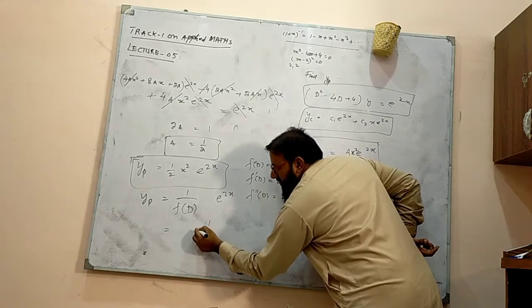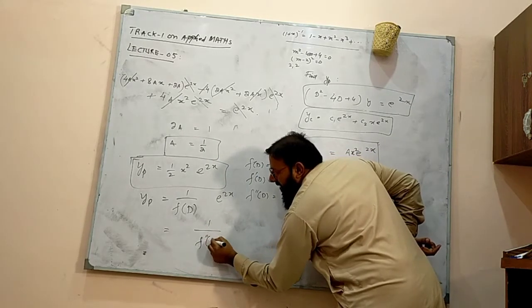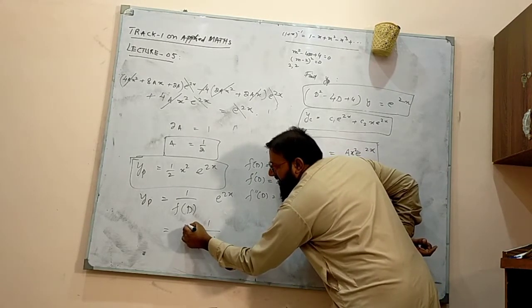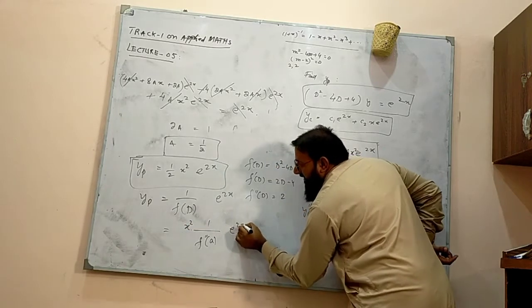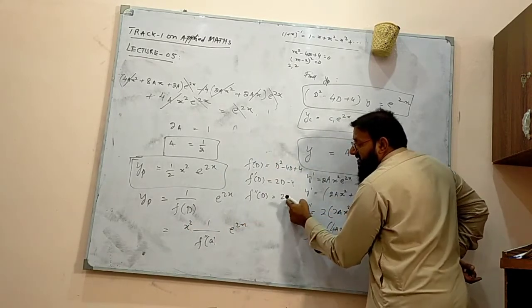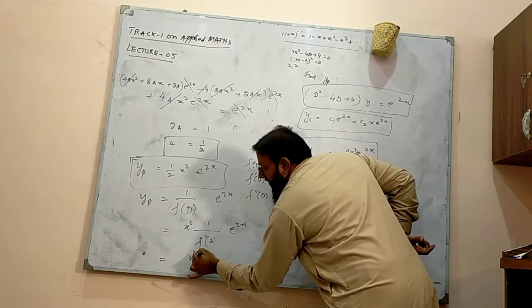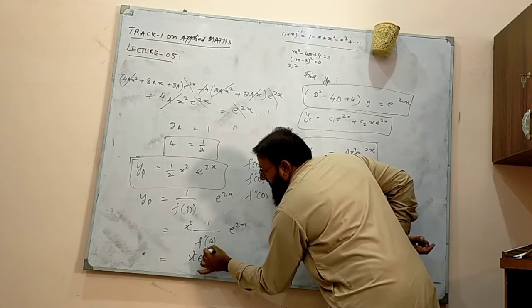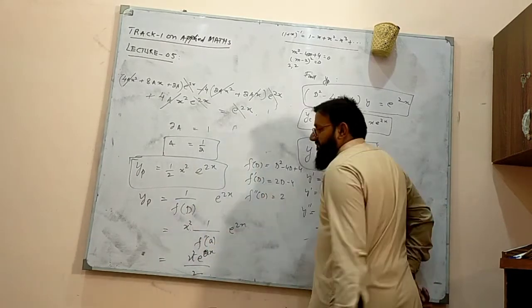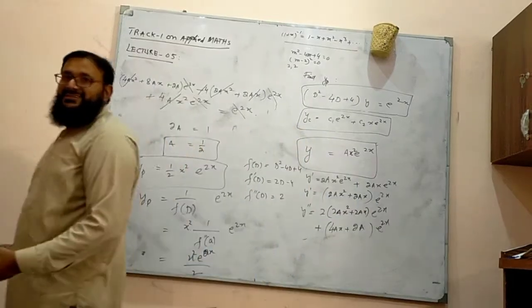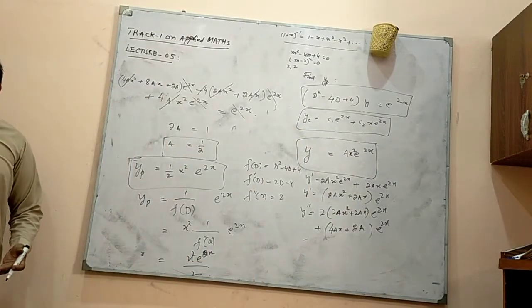So the answer would be f double prime of a, x square, compensation is x square e raised to 2x. f double prime of a is 2. So this is x square e raised to 2x upon 2, just the same as this one. Okay. Now you can see the difference in the time and the difference.